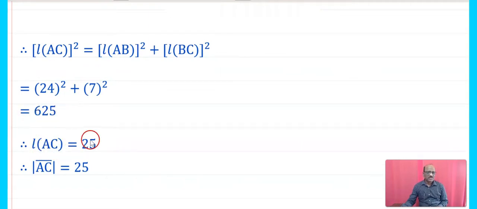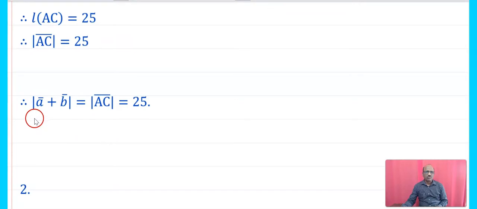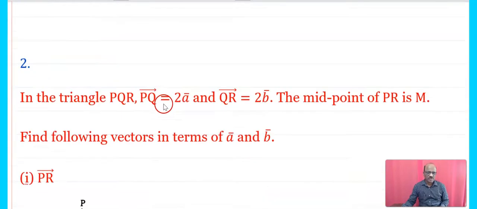Therefore the length of AC is equal to 25. That is, the modulus of AC is equal to 25. Therefore, mod of a bar plus b bar is equal to mod of AC bar, and that's equal to 25.